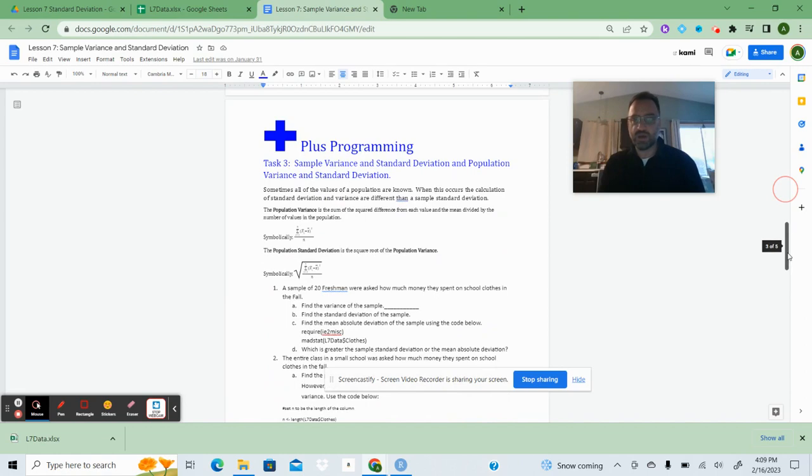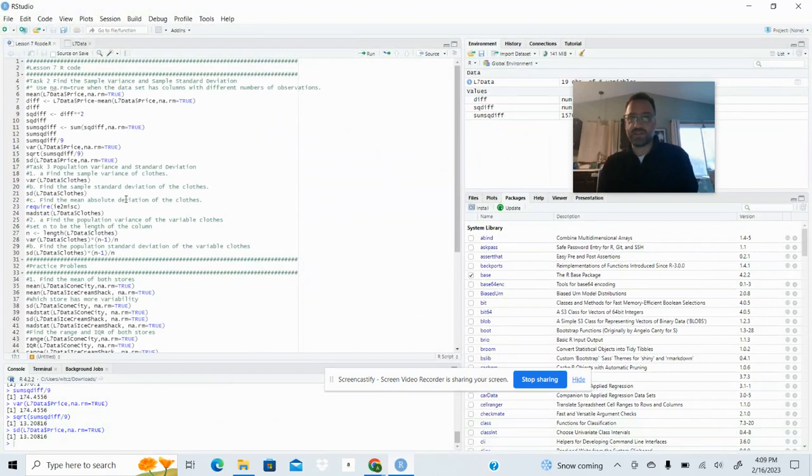So now we're going to look at task 3. Well, what if you knew everyone for the population? How would you do that? Well, there's no actual way in R to do that. So what you would do is take that variance and standard deviation, find the length of it, and then multiply by n minus 1 over n.